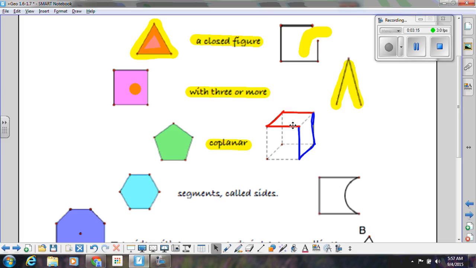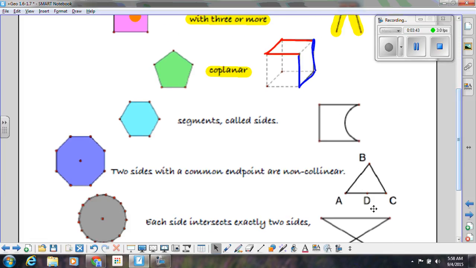Now, if I were to take those 2 things and take them out of that 3-dimensional context, like that, that would be a polygon. So it just looks like a 2-dimensional figure and it's closed and everything. That would be a polygon. It's when it's in a 3-dimensional context that it makes it not a polygon. So just be aware of that. We don't come across that often.